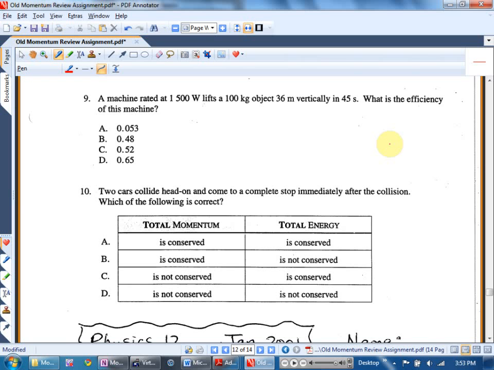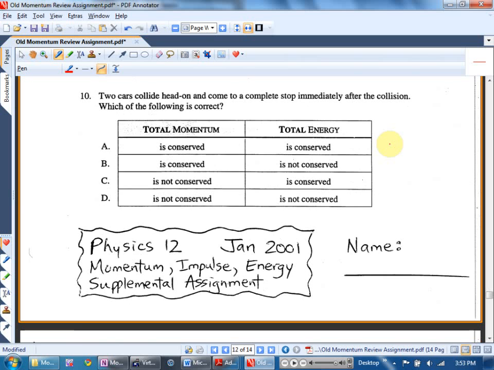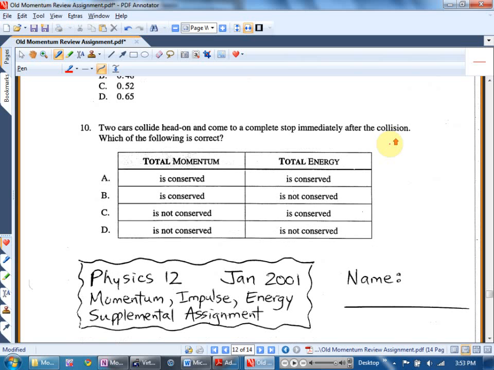Oh, here, number 10. Two cars collide head-on and come to a complete stop immediately after the collision. Which of the following is correct? Total momentum. Conserved or not conserved? Always. Total energy. Always.